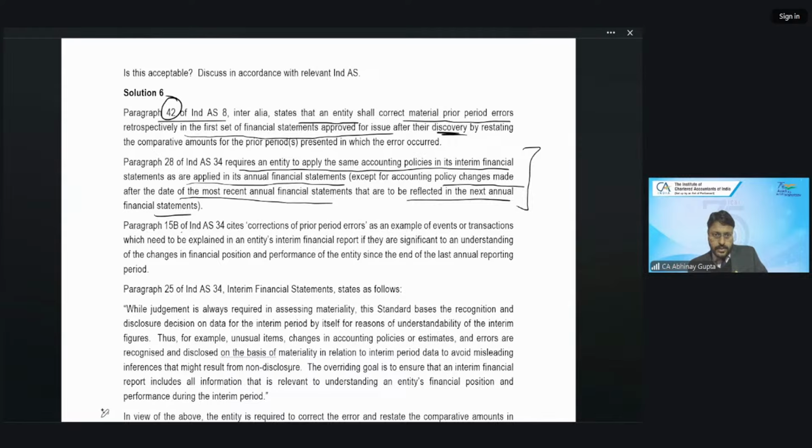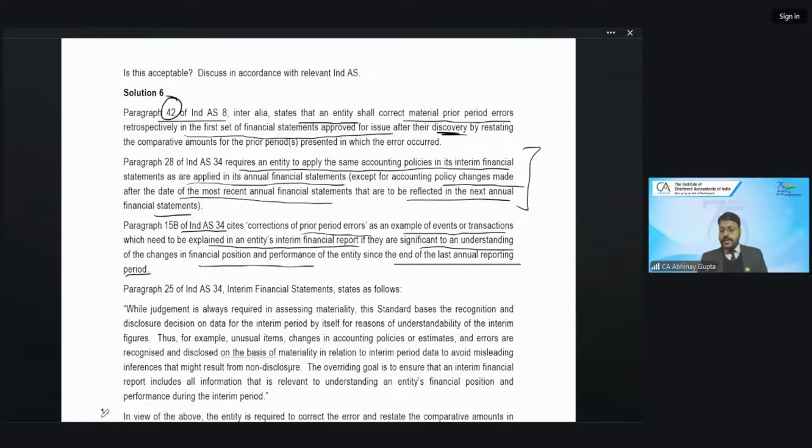Paragraph 15B of Ind AS 34 says, correction of prior period errors is an example of events or transactions which need to be explained in an entity's interim financial report if they are significant to the understanding of the changes in the financial position or performance of the entity since the end of the last annual period.